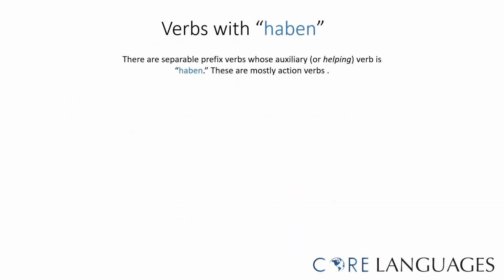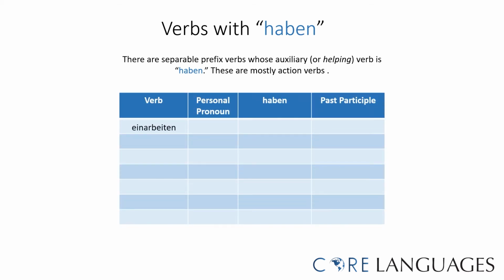Here are some examples of separable prefix verbs that form the present perfect with the auxiliary verb haben. These are mostly action verbs. For example, einarbeiten. Einarbeiten has many translations, and it could be loosely translated to break in, as in to become familiar with work. Ich habe eingearbeitet. I have broken in, or I have gotten familiar with work. Abspielen, to play back. Du hast abgespielt. You have played back.